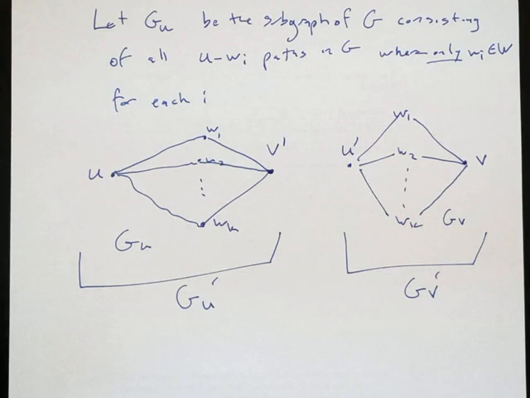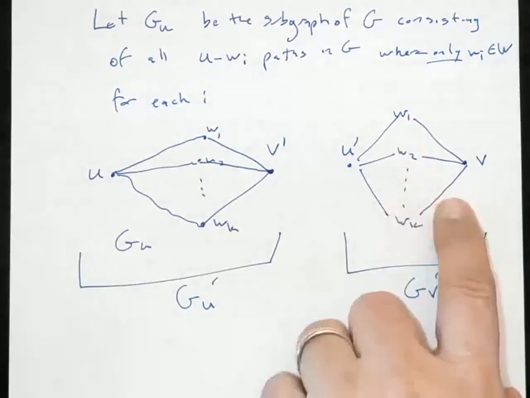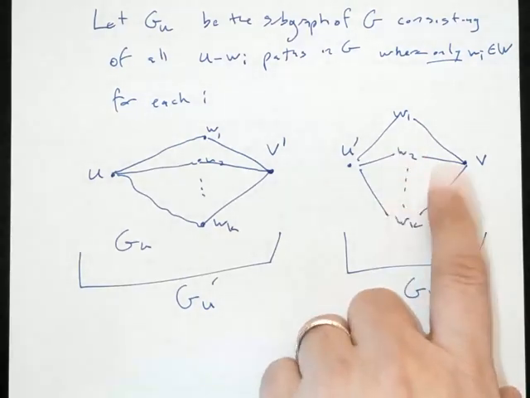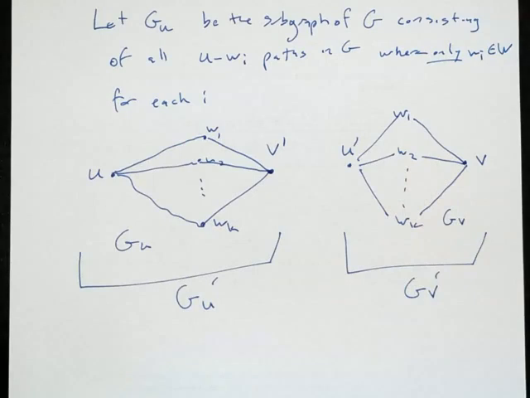What do you know about GU prime? I don't know squat, man. Not true. At least one of the W's is not directly adjacent to U. So at least one of these is a path of length 2. Same thing over here. At least one of these W's is not adjacent to V. At least one of these paths has length 2.